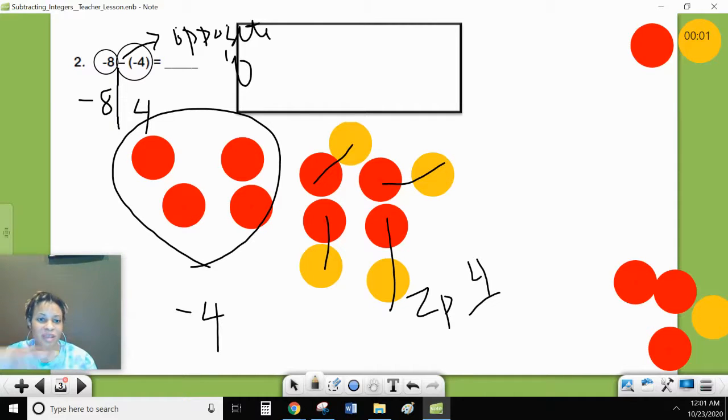Take a second. Take that all in. We were combining negative 8 and the opposite of negative 4, or we were combining the opposite of 8 and the opposite of 4.